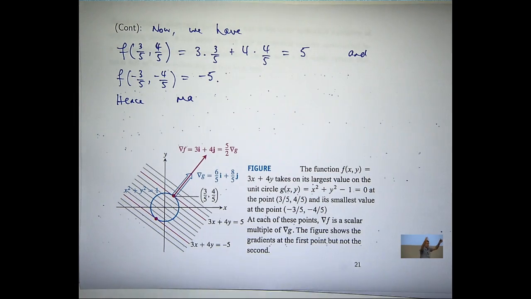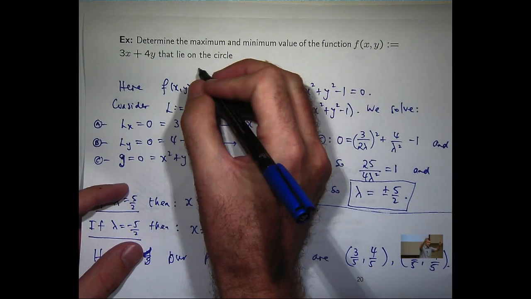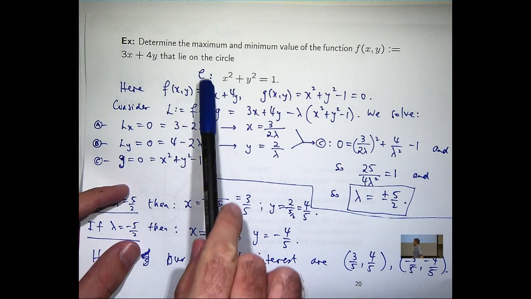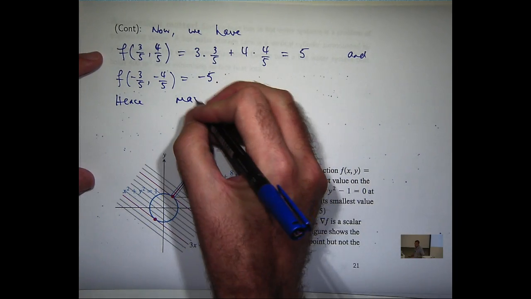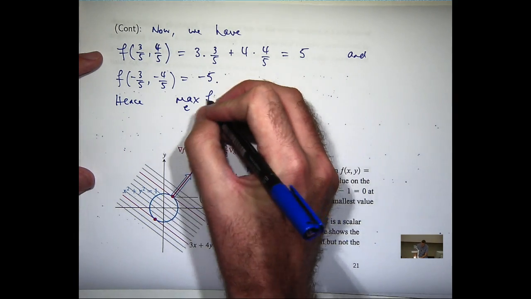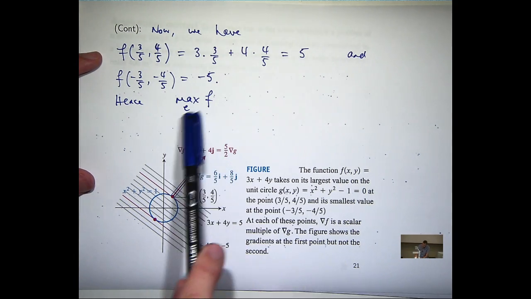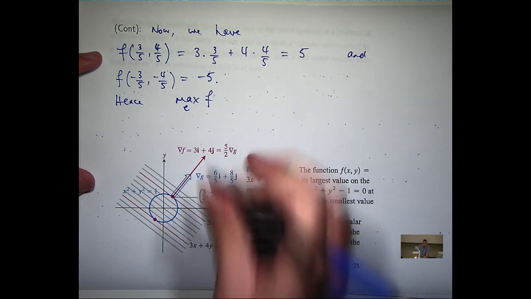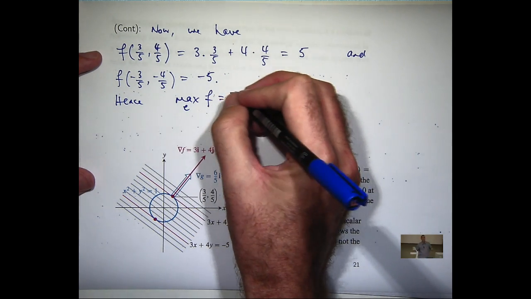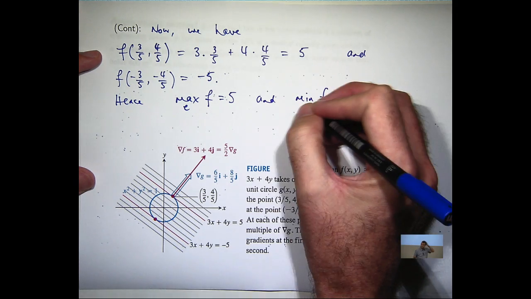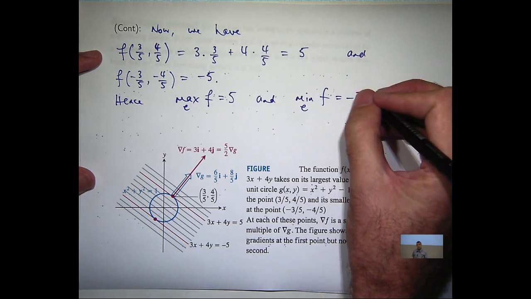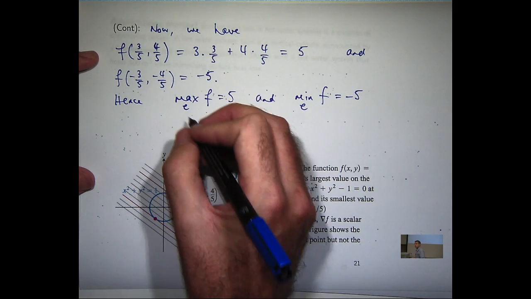If I let this circle be denoted by this curly C, then I can make the following. The maximum value of f on my circle is just 5, and the minimum value of f on my circle is minus 5.